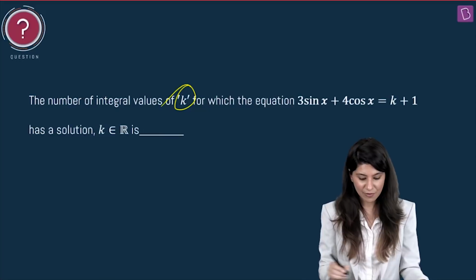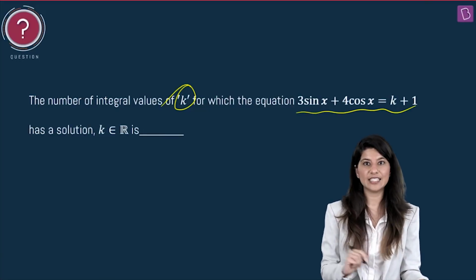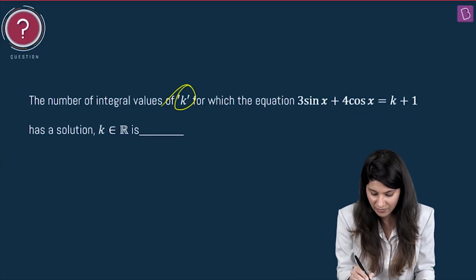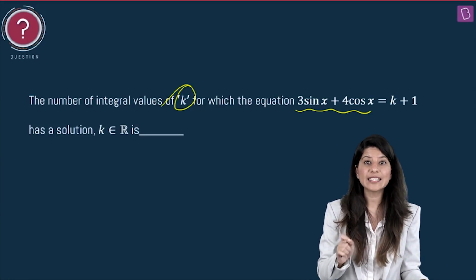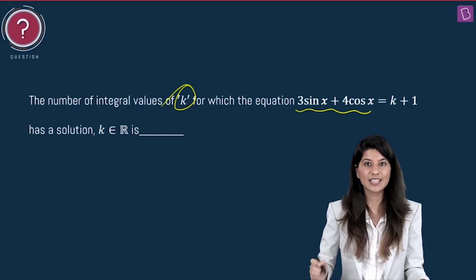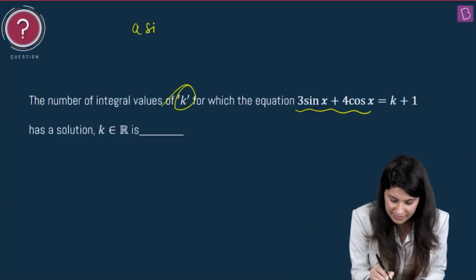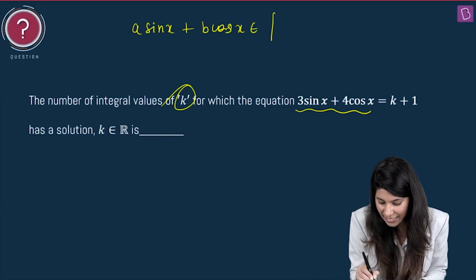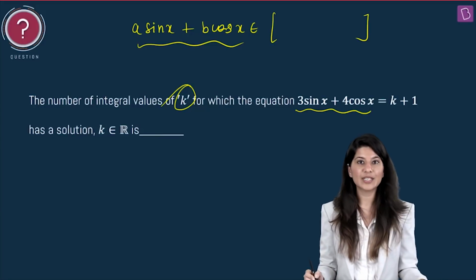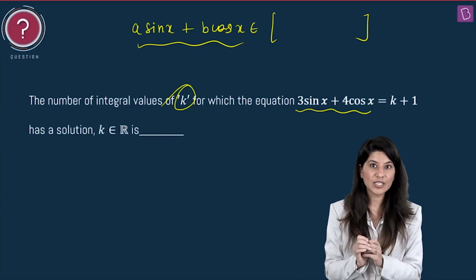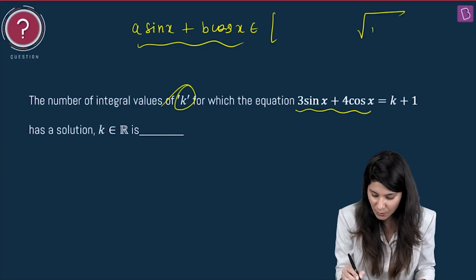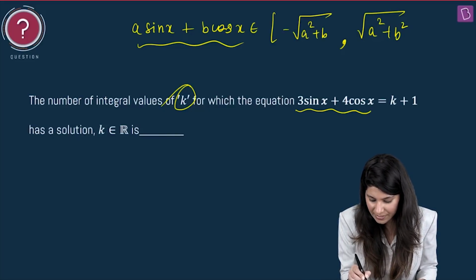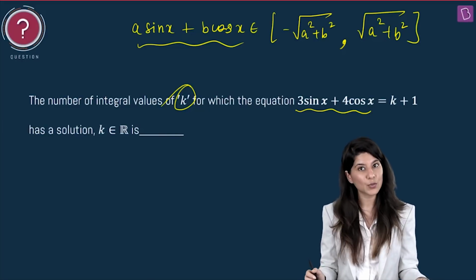integral values of k for which this equation has a solution. Okay, this is a typical question in which what do we do? We see that LHS is of the form A sin x plus B cos x. The moment we see A sin x plus B cos x, we know the range of this particular expression. What is the range? The maximum value is square root of a square plus b square and the minimum value is minus square root of a square plus b square. Yes, both sides closed interval.